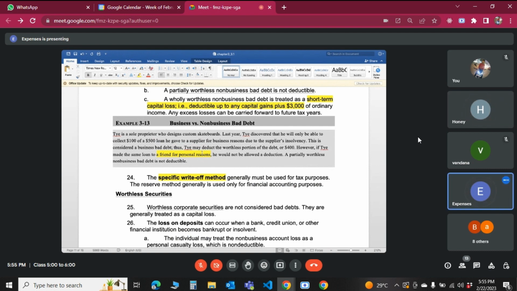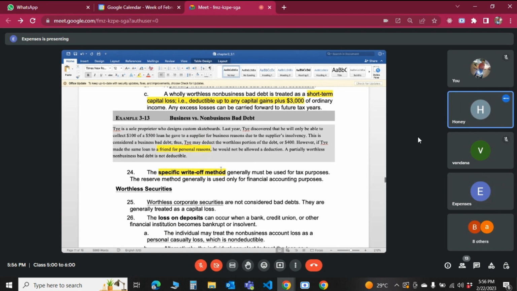That's not the point. Ty is a sole proprietor who designs custom skateboards. Last year, Ty discovered that he will only be able to collect $100 of a $500 loan he gave to a supplier for business reasons, due to the supplier's insolvency. This is considered a business bad debt. Thus, Ty may deduct the worthless portion of the debt, or $400. However, if Ty made the same loan to a friend for personal reasons, he would not be allowed a deduction. A partially worthless non-business bad debt is not deductible.